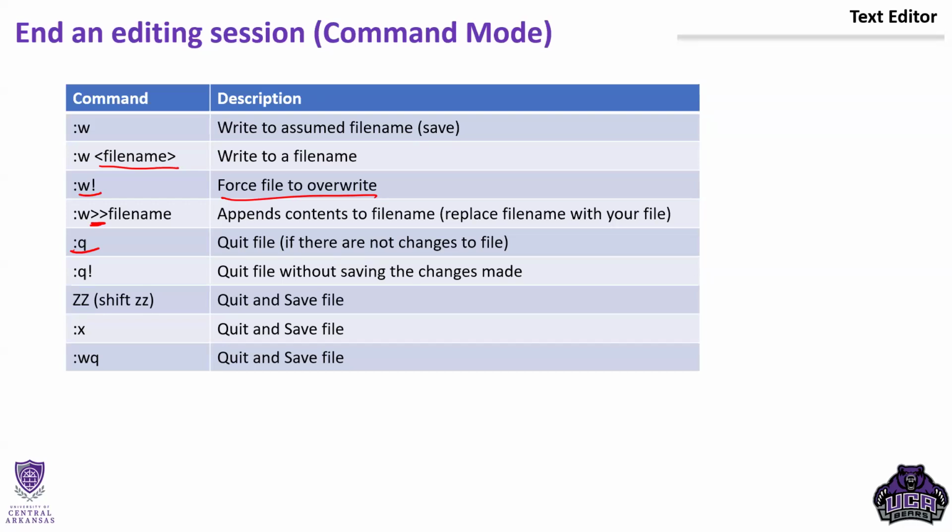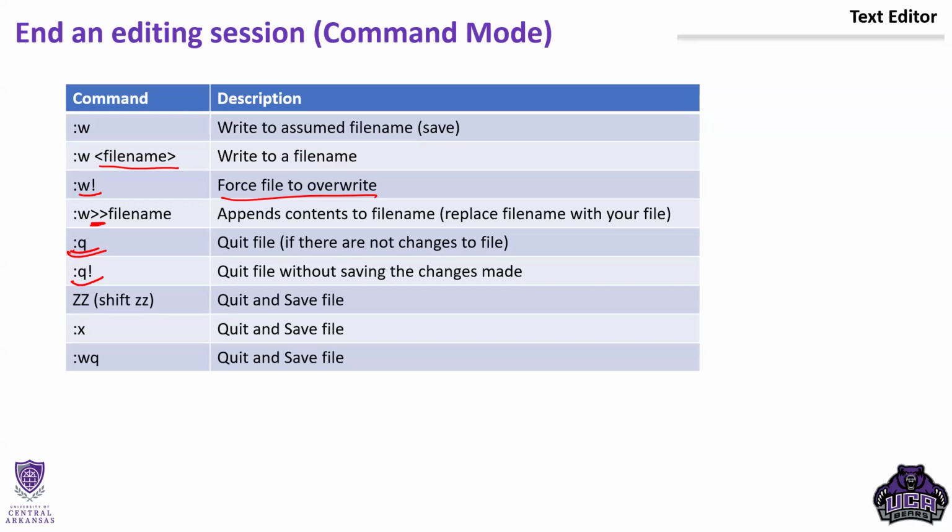Now, make special note here that if you're editing a file and you realize, oh crap, I'm editing the wrong file, or I don't want to save this, if you try to exit out of that file using Q, it's going to tell you, hey, there's changes that haven't been saved. I can't exit. So you can simply do Q and then exclamation point, and then it'll force it, and then nothing is saved.